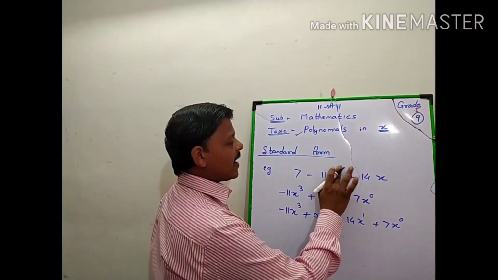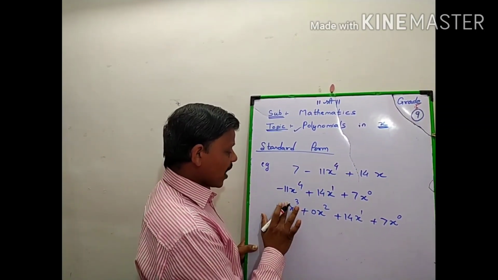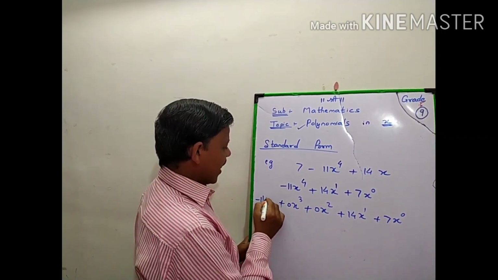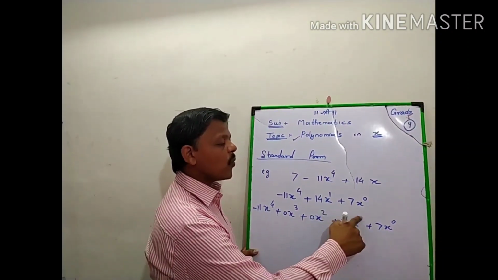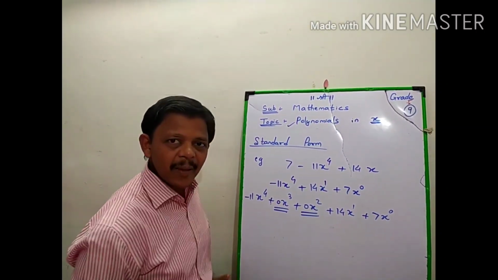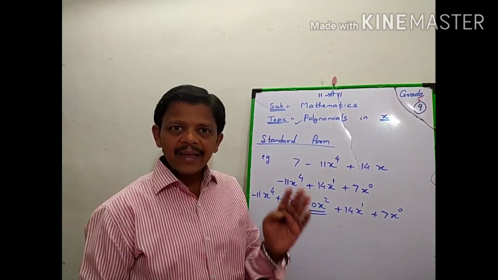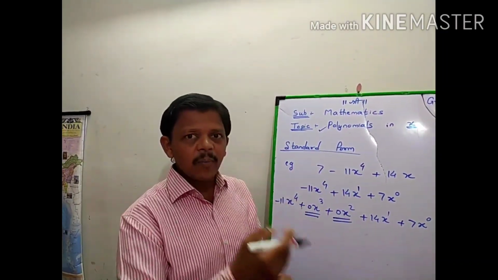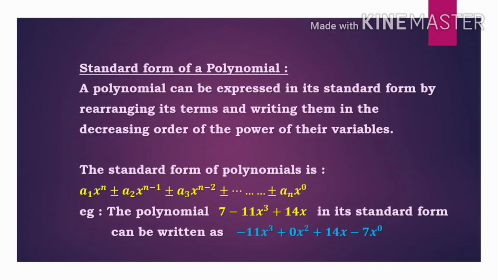Suppose if I had by chance a 4 over here, then this would have been 4. So again it would have been plus or minus 0, because 3 and 2 is absent, and this minus 11 into x raised to 4 would have been the first term. 4, 3, 2, 1, 0. Whichever terms were absent, x cube term is absent, x square term is absent, we will introduce those terms and complete the standard form. But the simple thing, standard form is what? Arranging the terms of a polynomial in the decreasing order of its variables.